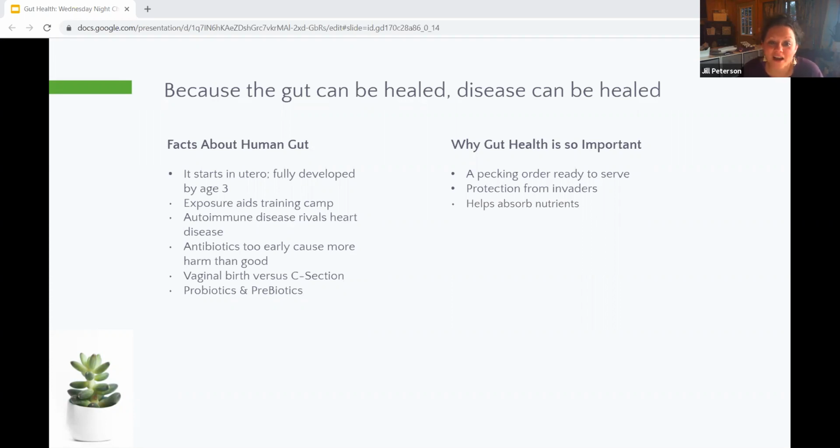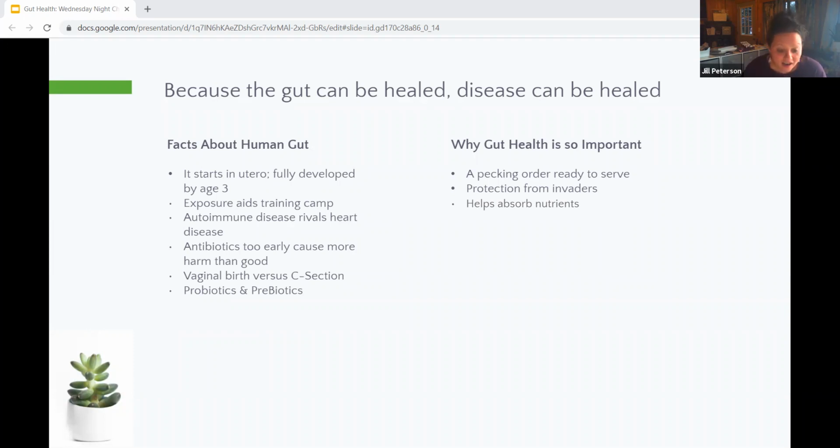Another cool fact, probiotics are a good bacteria, and prebiotics feed that bacteria. So if you ever see a kid's probiotic or any probiotic that also has a prebiotic in it, it's really beneficial because it helps to feed that bacteria in your body. Okay, so that's something cool to know.